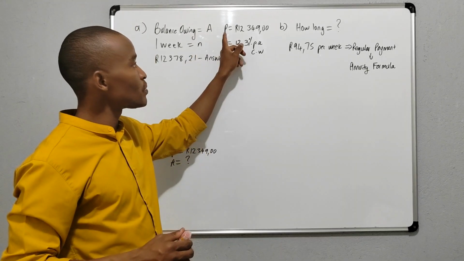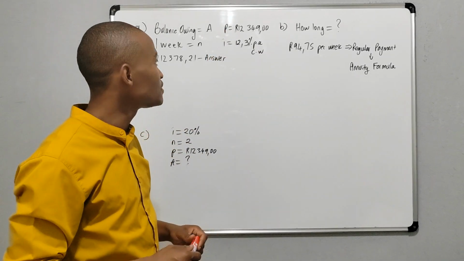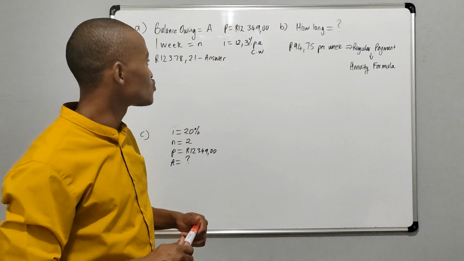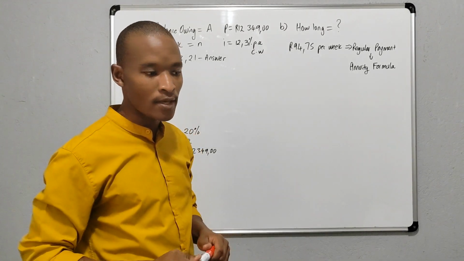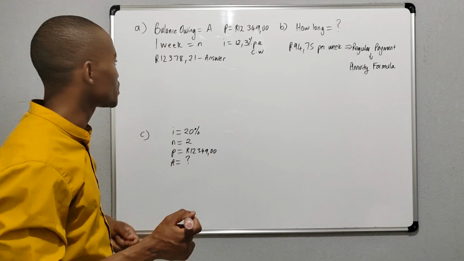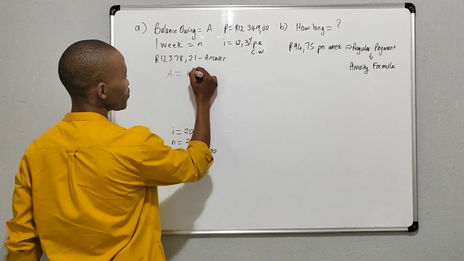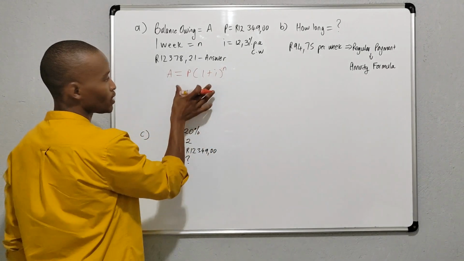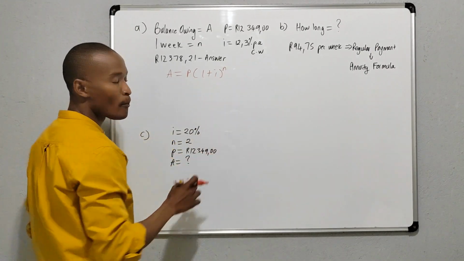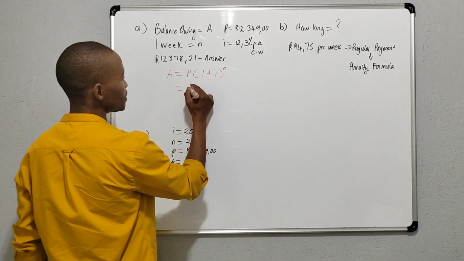The principal amount is 12,349 and the interest rate is 12.3% per annum compounded weekly. Okay, so this is a straightforward question. We pick the right equation, A equal to P times (1 plus i) to the power n. Why this one? Because of that compounded weekly. So we choose the compound formula.